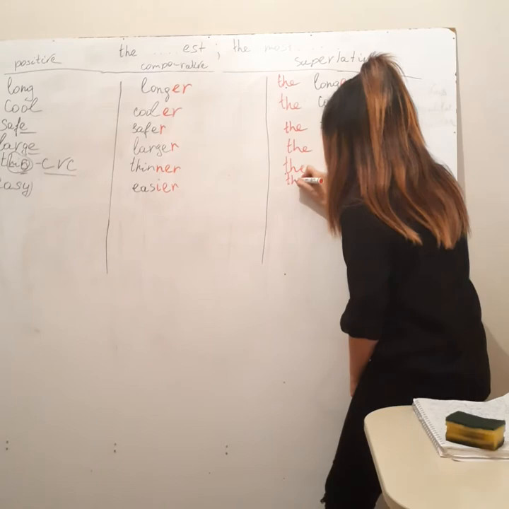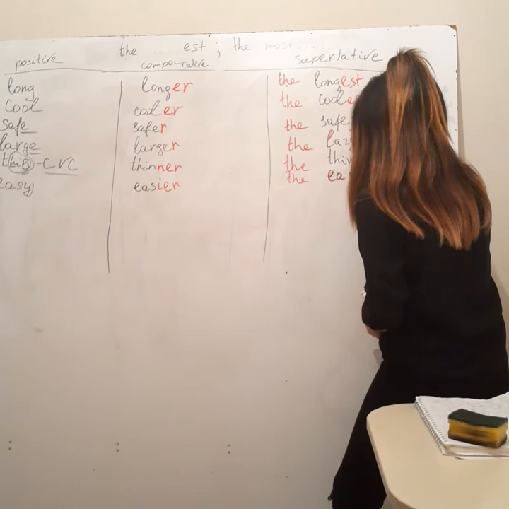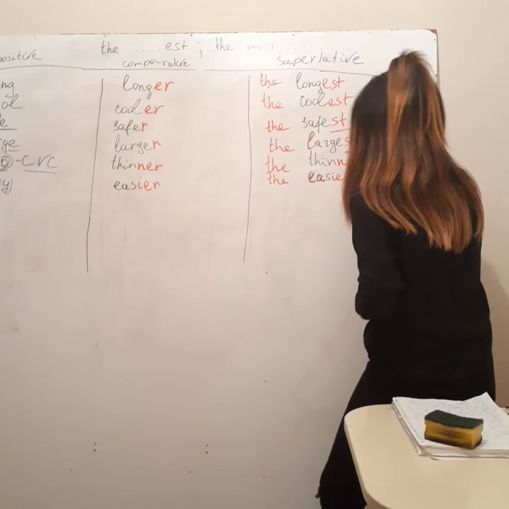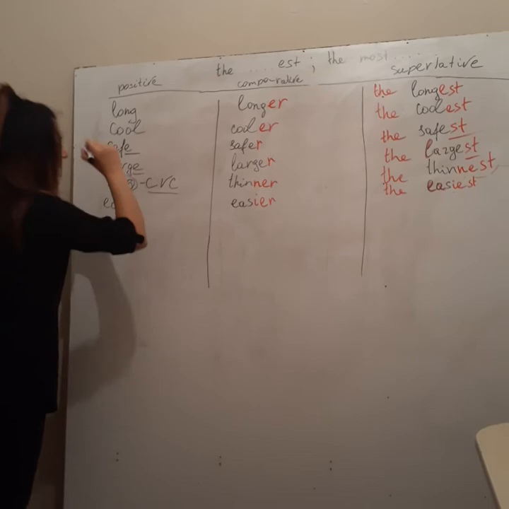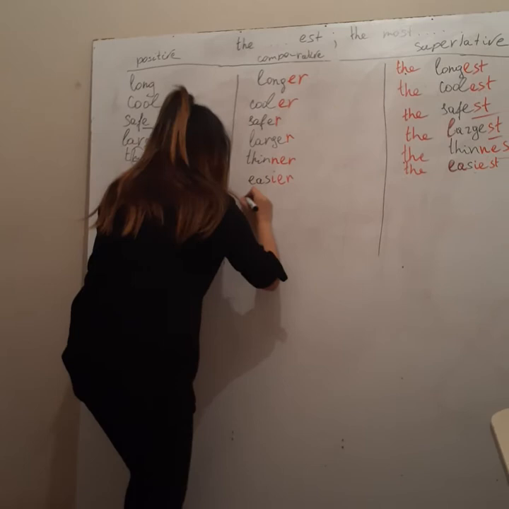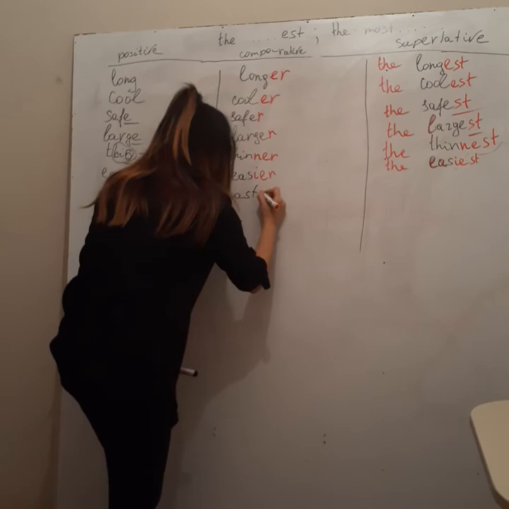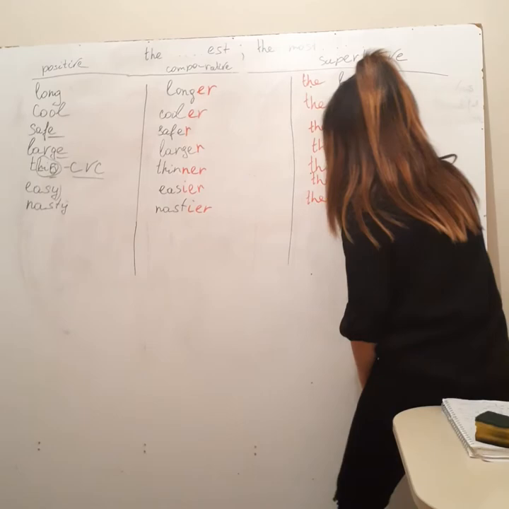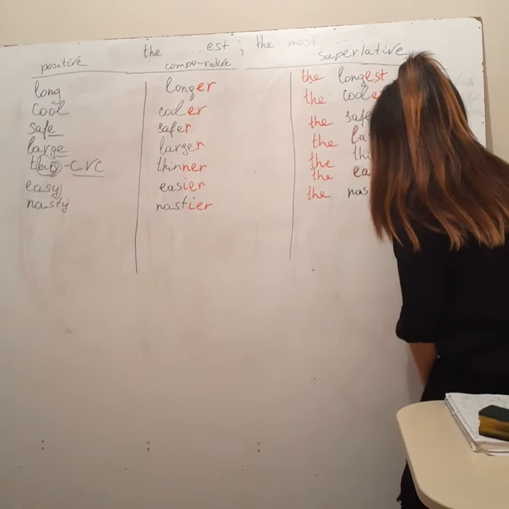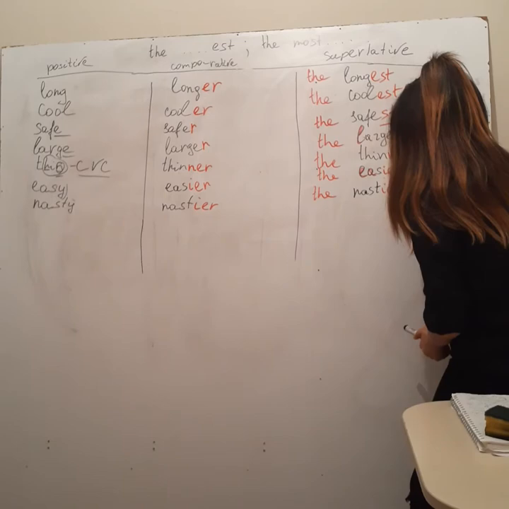Easiest. I added here I and after that EST. Okay. Easy. Nasty. And again, we must take away the Y letter. And I must add here the letter I. Nastier, and the nastiest. Nastiest. Is everything clear for you?